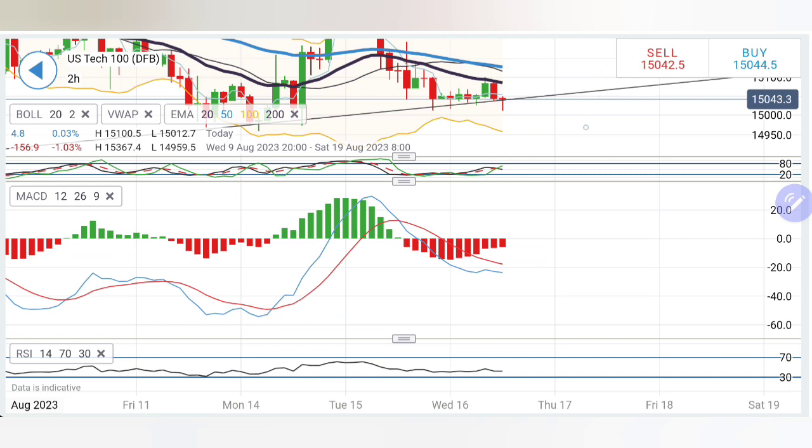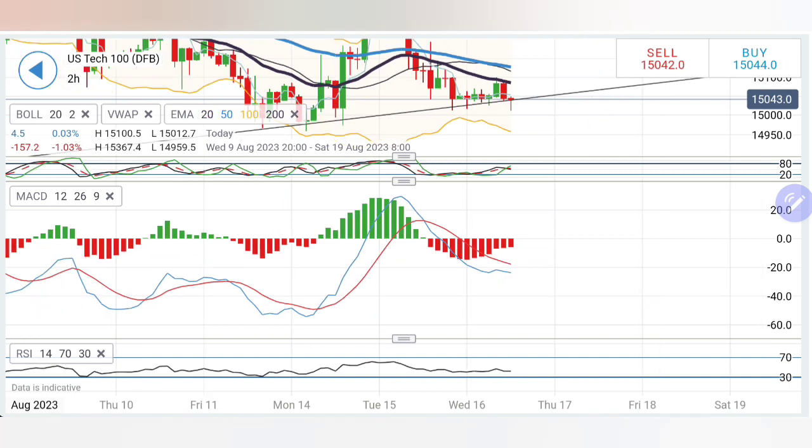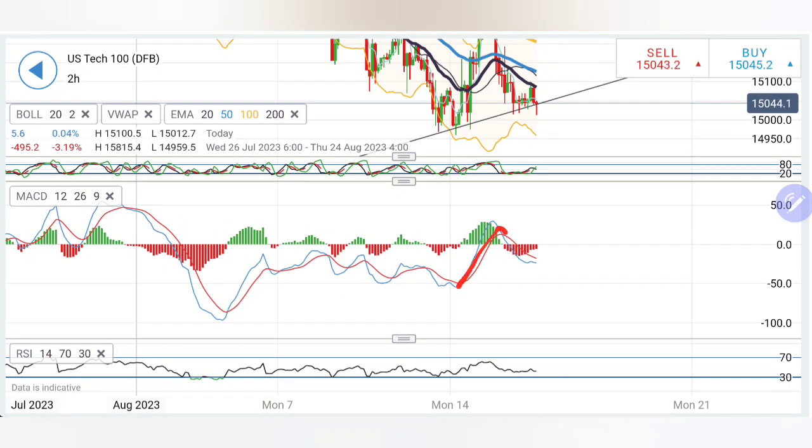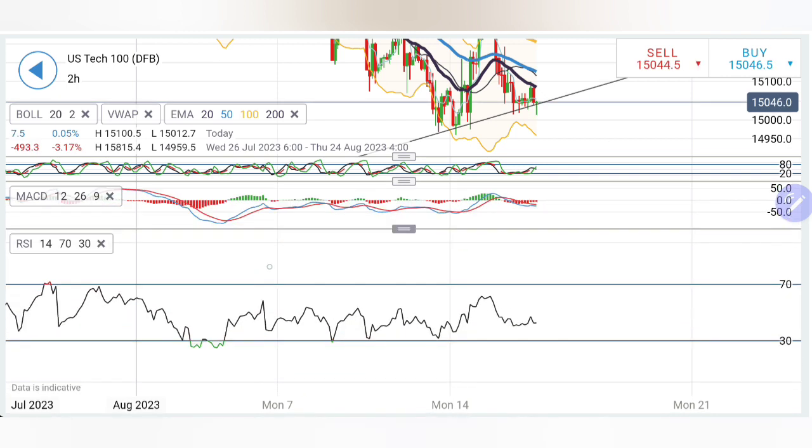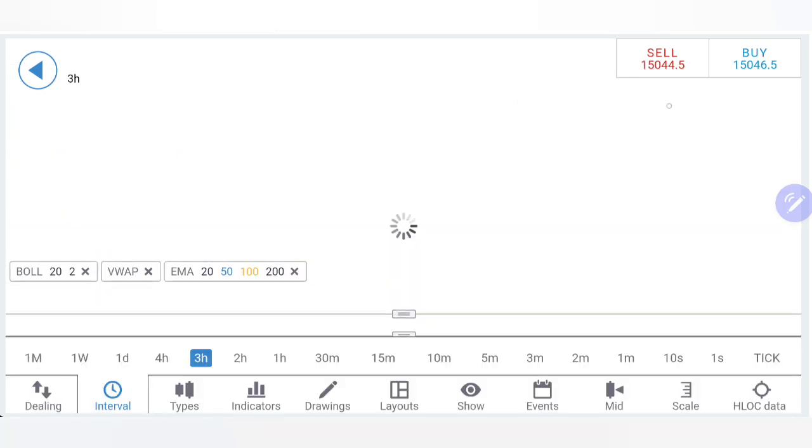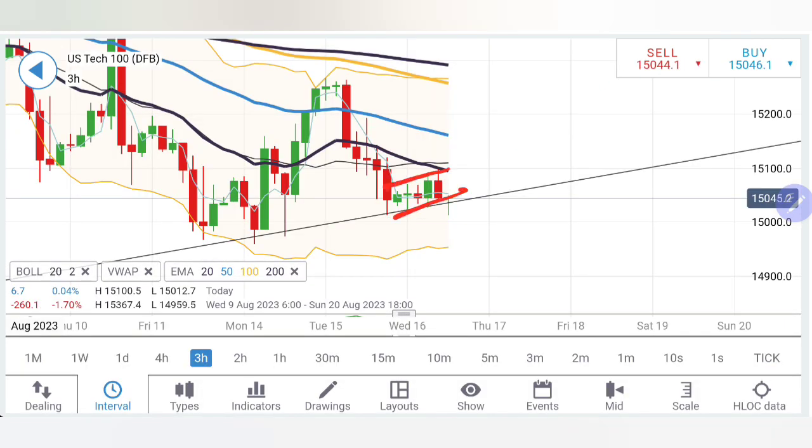Stochastic trying to look downwards. MACD is still bearish, and if this wave culminates here, possibly this is the beginning of the bullishness. We should take it as RSI almost flat. Coming to 3-hour chart, yes, on the 3-hour charts it has tried to breach the channel.